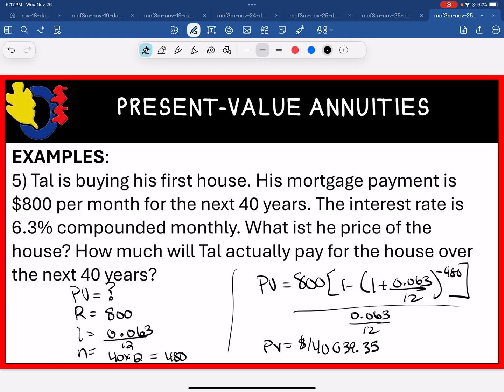All right, so that's the price of the house. I'm running out of space. How much they actually pay: multiply the payment, 800 times 480. And then we can subtract that to get our interest. I'm running out of space, so I'm going to cut this one a little bit short. They actually pay $384,000. And if you subtract that, the interest is $243,960.65. All right, that's it for this lesson.